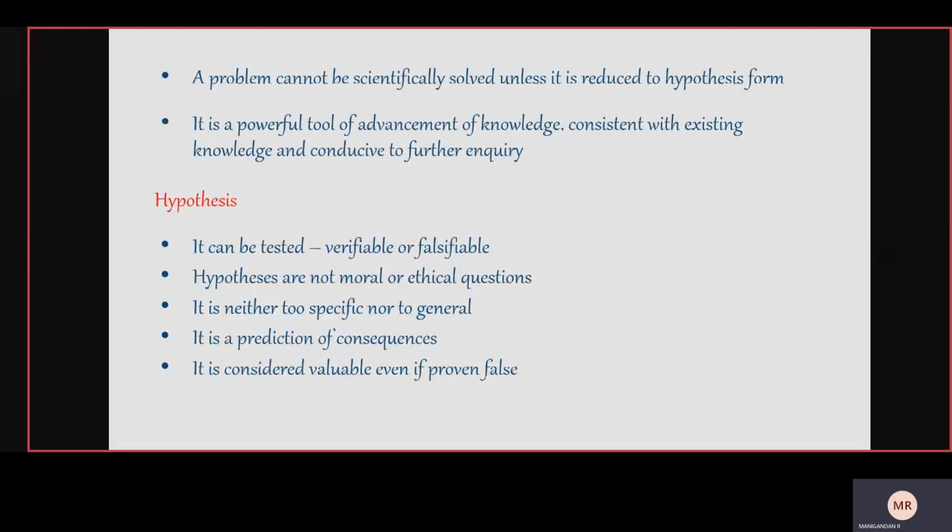It is a prediction of consequences. The prediction of consequences means, what is the problem in that, and it is considered to be valuable even if proven false. If there is a falsification of data, definitely it can be findable. So it can be very useful for the further consequences in that.